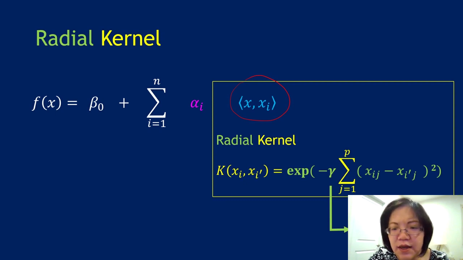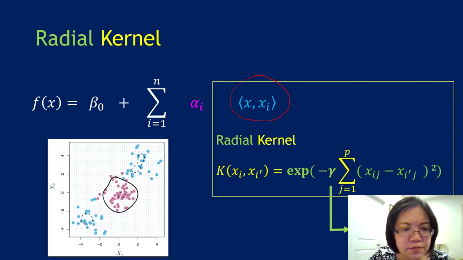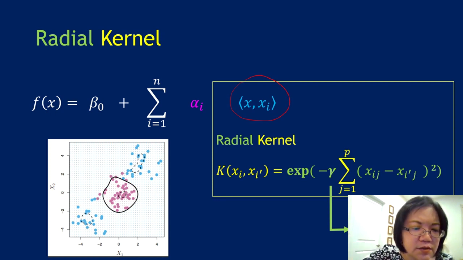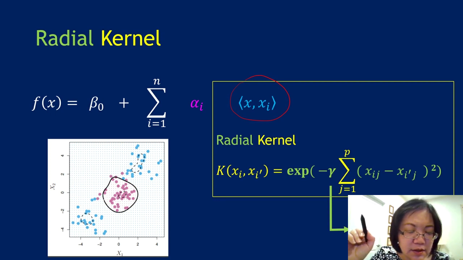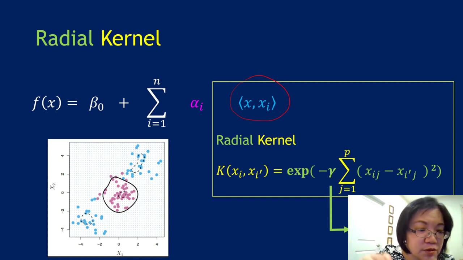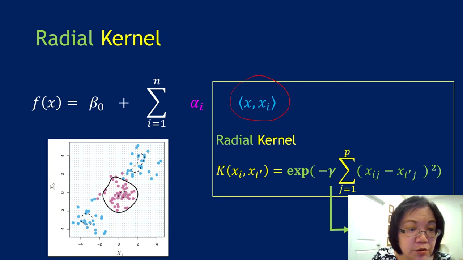Okay, so you will notice that we are introducing a new term called gamma. It's a positive constant. We'll talk about what it is. Okay, so this is a radial kernel. When you fit a radial kernel, you will actually get a circular decision boundary. So this is your decision boundary. It's circular, it's very nonlinear. The radial kernel is actually able to capture all sorts of shapes of decision boundaries. So we're not limited to linear classifiers anymore.